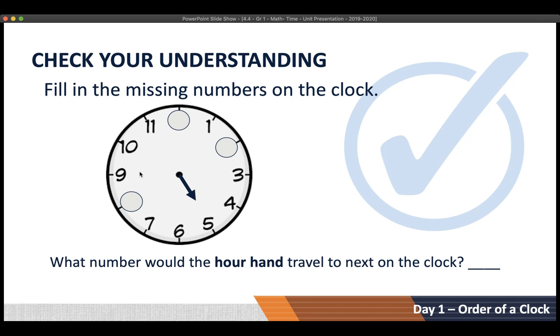Now it's your turn to check your understanding. Fill in the missing numbers on the clock. What number would the hour hand travel to next on the clock?